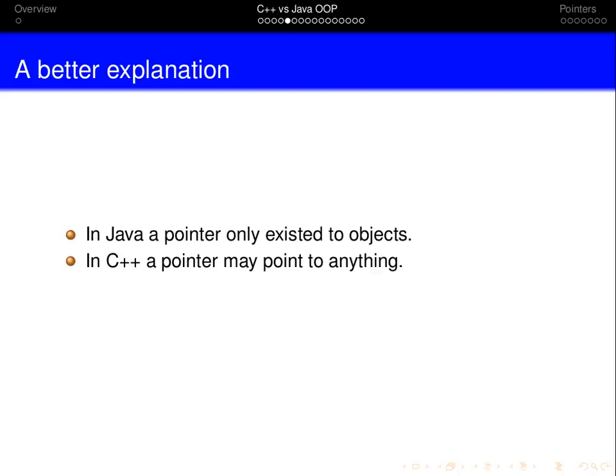So in Java, a pointer only exists to objects, and in C++, a pointer may point to anything. You have to keep that in mind. It can point to anything. What does that mean? It can point to sadness. It can also point to happiness. It can point to neutralness. So which one's easier? It depends. C++. Well, it's simple, right?